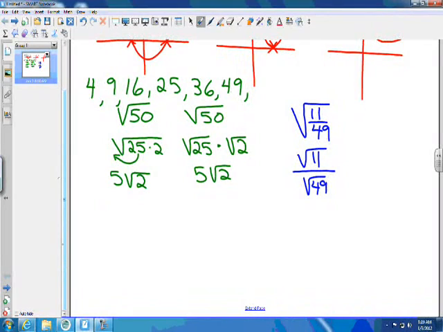So looking at the top there, the square root of 11, do any of these square roots go into 11? No, so that one is simplified. You can't do anything else to that. Sometimes there will be no numbers that will go into them. That means it's already simplified. And then what's the square root of 49 on the bottom? 7. So you end up with square root of 11 over 7. Questions over those?